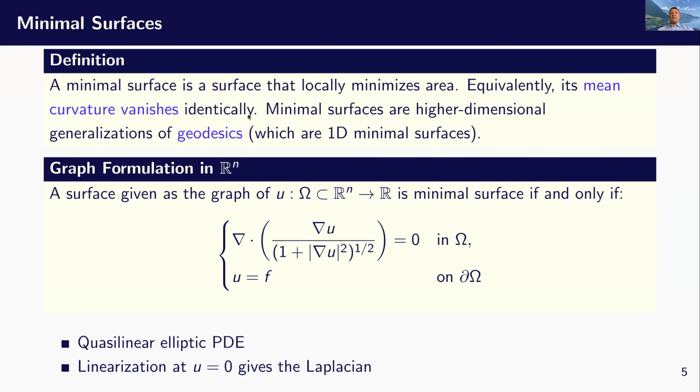Here you see, can you actually see my pointer? Yes, you can. Here this equation is a divergence form equation of the form nabla dot (gradient u divided by the square root of 1 plus |gradient u|^2). As an equation, this is a quasi-linear elliptic PDE, and you can solve this equation for a given boundary value f. If you linearize this equation at the zero solution, so you give boundary value 0, then the solution is 0, and if you linearize at that zero solution, you will get just the Laplacian of R^n.